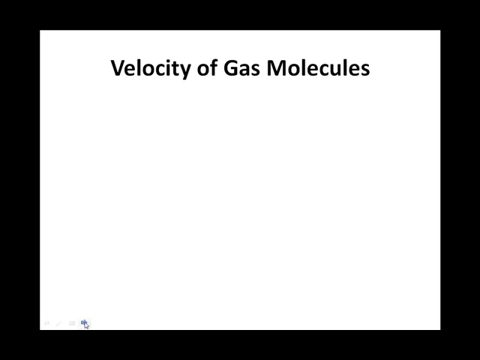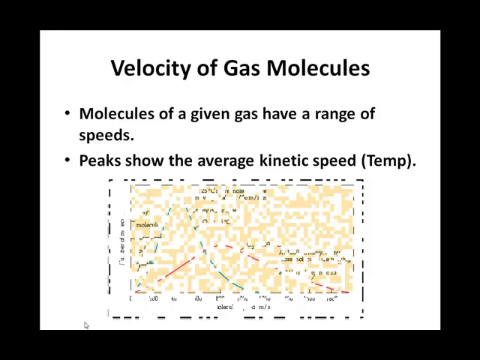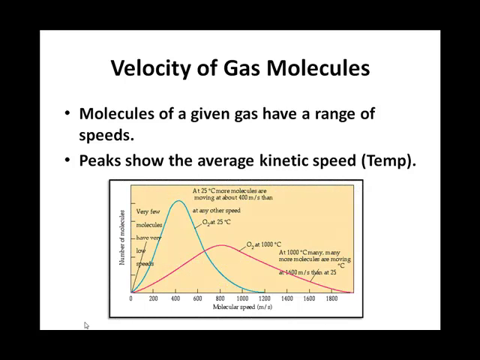So let's talk about the velocity of gas molecules. Molecules, again, have a given range of speeds. The peaks show the average speed of the gas molecules at a given temperature. For example, we have right here, this makes up the average speed of 400 meters per second at this given temperature of 25 degrees Celsius. This right here measures the average speed of 800 when the gas is at 1000 degrees Celsius.